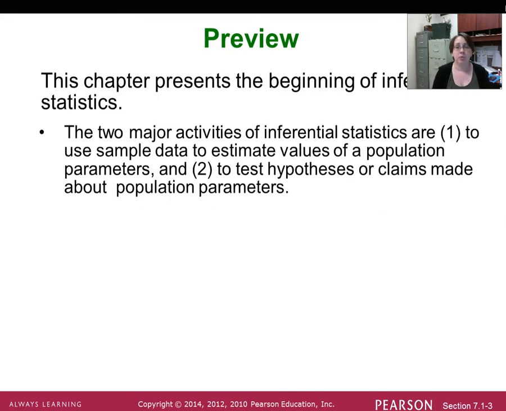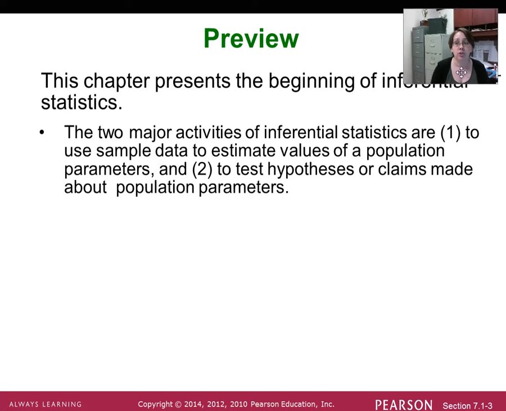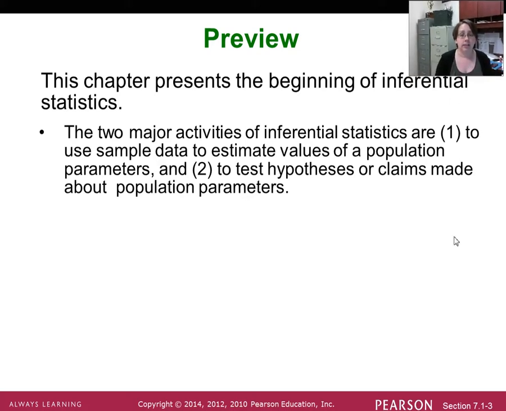This chapter is going to present the beginnings of inferential statistics. This is going to involve two major activities of inferential statistics. Number one, we're going to use sample data to estimate the values of a population parameter. So you might have a sample, you find the mean of that sample. How well does that mean do at estimating the population mean? We're going to build an interval that tells you how well it is estimating. Number two, we're going to test hypotheses or claims made about population parameters. That's chapter 8, but we're getting there.